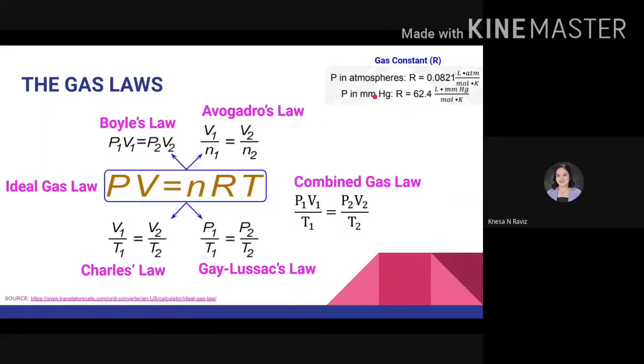Here are two of the most common gas constant values, and these values are actually dependent on the unit of the pressure used. And here's how to calculate the temperature into Kelvin. Take the amount in degrees Celsius, add 273, and you now have the temperature in terms of Kelvin.